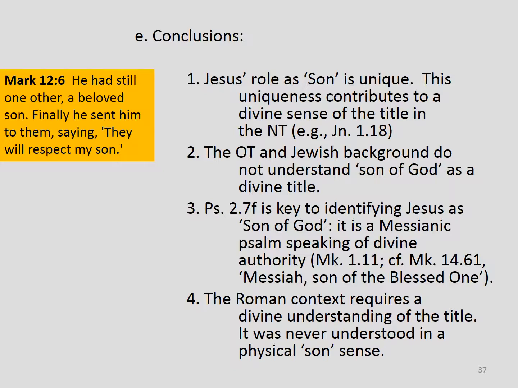Secondly, the Old Testament and Jewish background do not understand Son of God as a divine title, as we have seen, and Psalm 2:7 and following is key to identifying Jesus as Son of God. It is a messianic psalm speaking of divine authority. And then fourthly, the Roman context requires a divine understanding of the title. It was never understood in a physical son sense. All of this is very important.